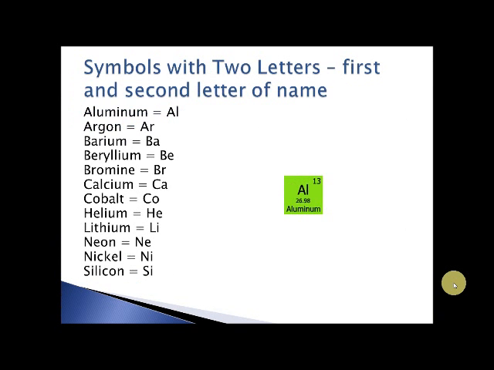The next are symbols with two letters. These are the first and the second letter of the name. The first letter is always capitalized and the second letter is always lowercase. You have to make a distinction when you do that, and that's going to help us out later. So go ahead and find these. Make sure you're writing them with the correct element. Don't get your study sheet mixed up.